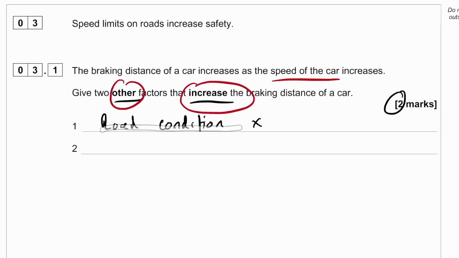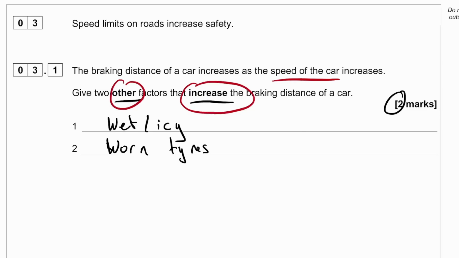But for example, the road condition could be a really good road condition, and in that case, the braking distance would actually be decreased. So to get the mark here for that kind of factor, you'd have to say a wet or icy road, or you can maybe say poor road conditions, something like that. And a similar thing for the second mark, perhaps you could say worn tires. Okay, so again, you wouldn't get the mark if you were to say tire condition, because that's not enough. The tires could be in good condition, and that would decrease the braking distance of the car.